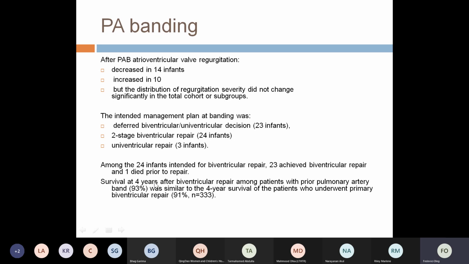And another fact is that survival rate at 4 years after biventricular repair is the same for primary repair and for repair after the band. Well, you have to think about mortality before the repair as well. It was 12% in this series.